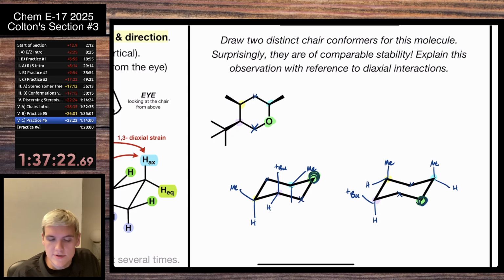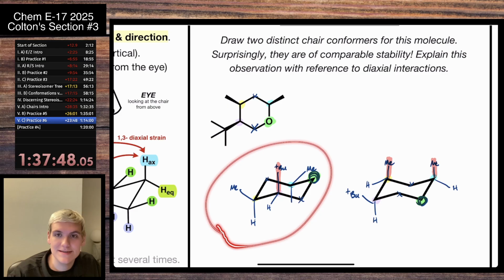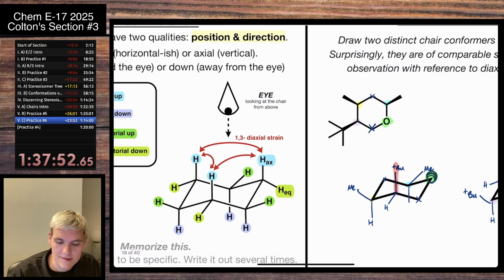Okay, so we built our 2 chairs. Let's highlight the things that are axial. Well, here the methyl's axial, the methyl's axial. And here we have the tert butyl axial. So there are kind of 2 ways that I would think about this. Normally we would think this is way less stable, right? Because a tert butyl being axial is no good. It's going to bump into the other diaxial things. So these are our diaxial positions.